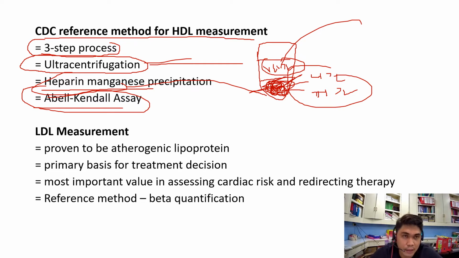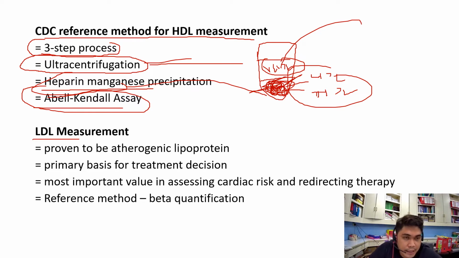The CDC reference method for HDL is composed of three steps. The first step is ultracentrifugation. The next is the addition of the precipitant. Then after that is to measure the cholesterol concentration. The purpose of adding the heparin manganese is to cause precipitation of LDL because we want to measure HDL. So that is the reference method for HDL.